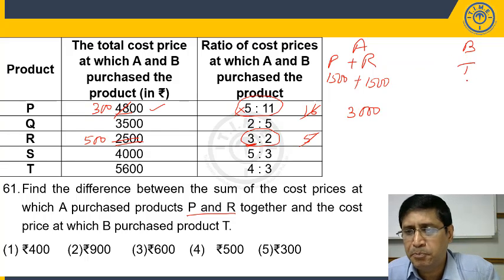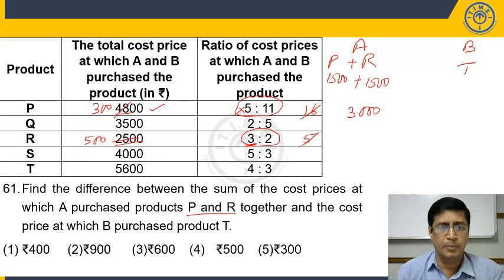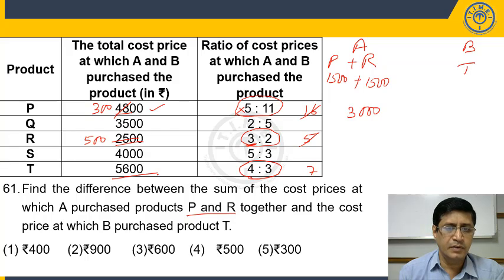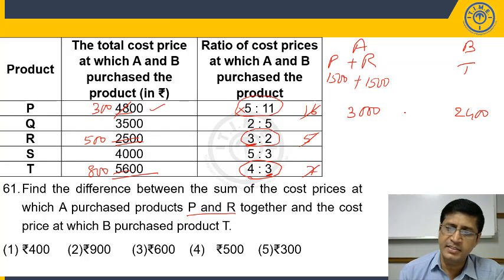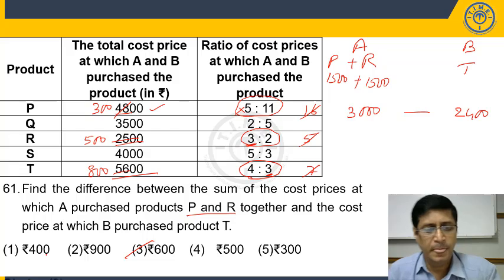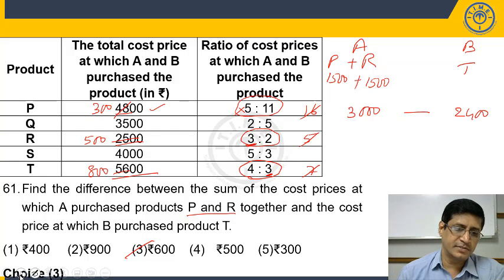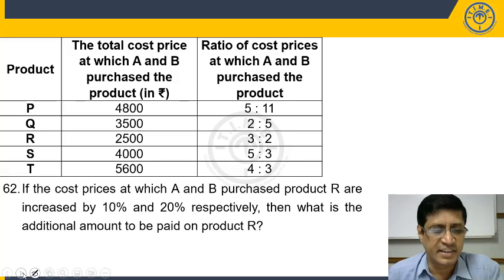In the same way, the B value in T is to be found. The sum of the ratios is equal to 7. When you divide 56 by 7, it goes 8 times. So 800. Am I right? 800 into the B share we need to find. 8 into 3, that is 2400. So 2400 and 3000, the difference of these two is the answer. It is 600. Option number 3, the third choice is the right choice. Now look at the next example on your screen.